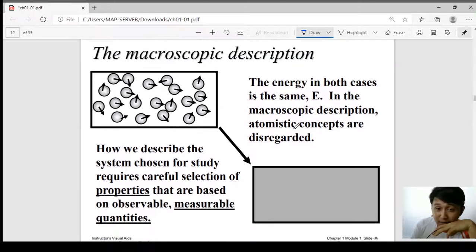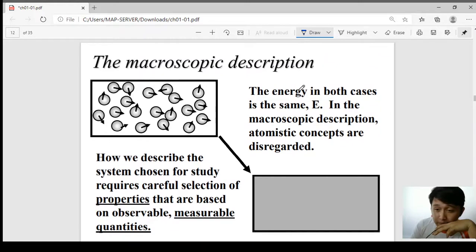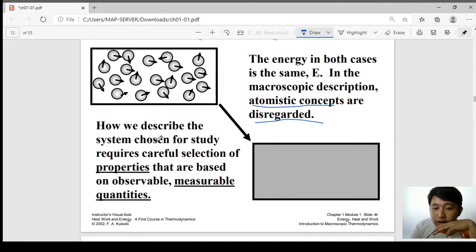Here we have the macroscopic description. The energy in both cases is the same, E, or internal energy, or energy. In a macroscopic description, atomistic concepts are disregarded. So how we describe the system chosen for study requires a careful selection of properties.